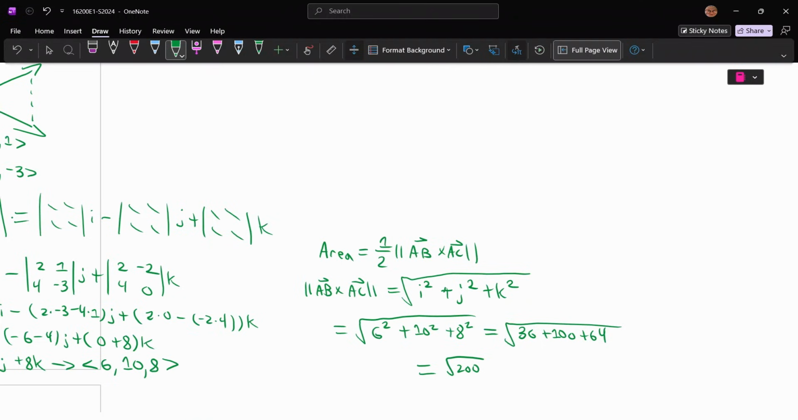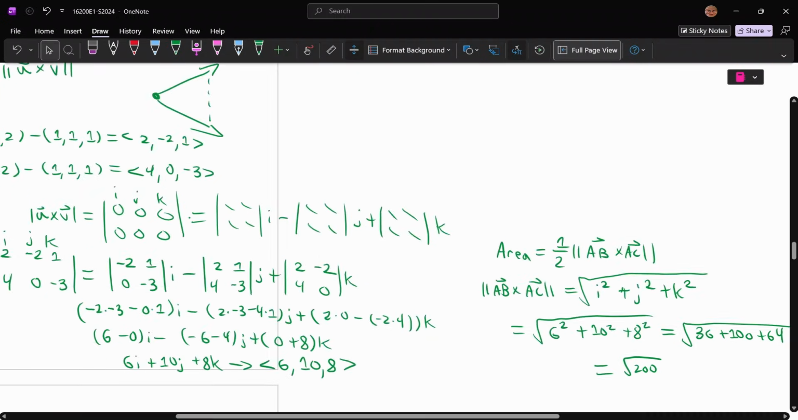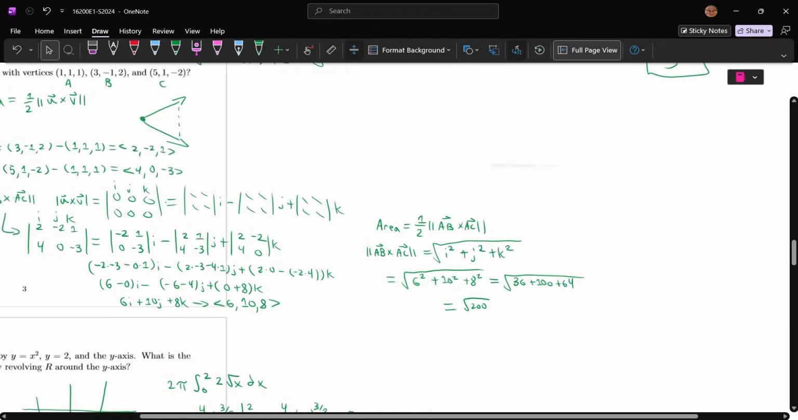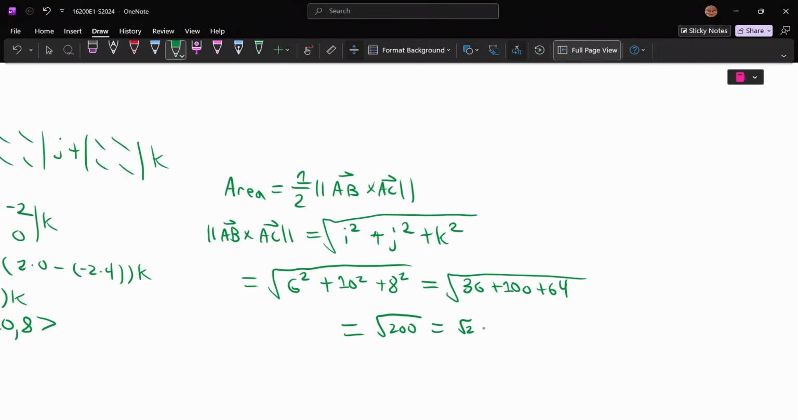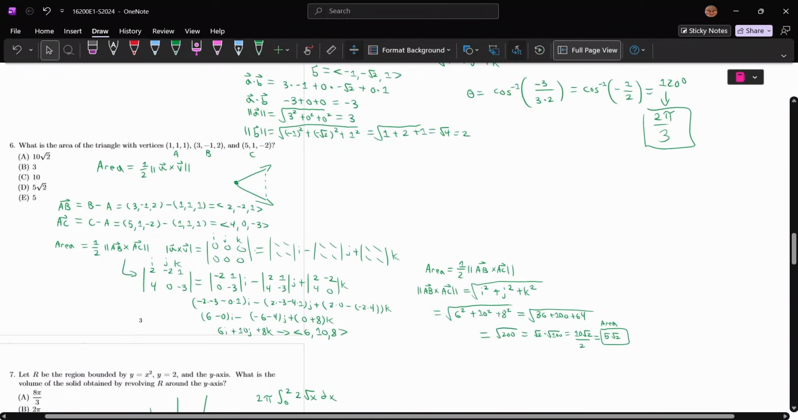And then looking at the answer choices, that doesn't match up with any of the things here. So we're going to have to split this up and say that this is going to be equal to the square root of 2 times the square root of 100, which is going to equal 10 root 2. And then for the area, we have to divide this by 2. So dividing this by 2, you should end up with 5 root 2. And then this is going to be our area. So matching that up with the answer choices here, the answer to this question would be D.